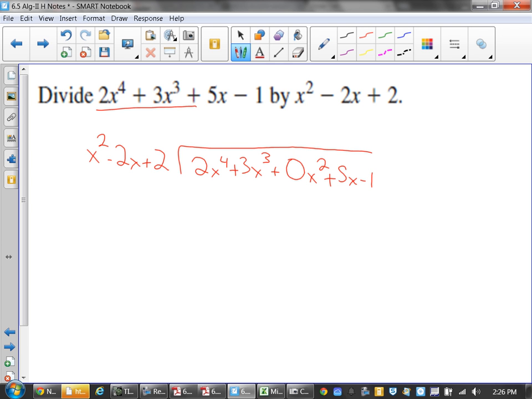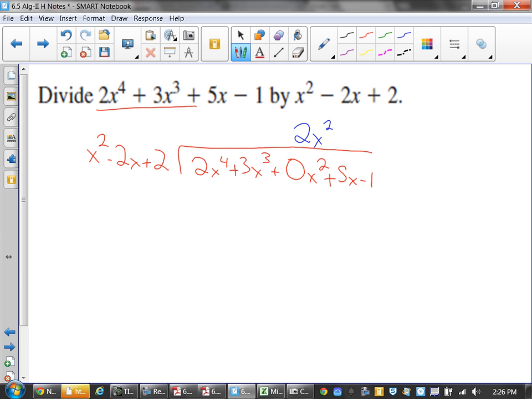First question again. I want to turn x squared into 2x to the 4th. What do I multiply it by? By 2x squared. Good. So now I want to turn the x squared into 2x to the 4th. I multiply it by 2x squared, and I put it over the x squared.